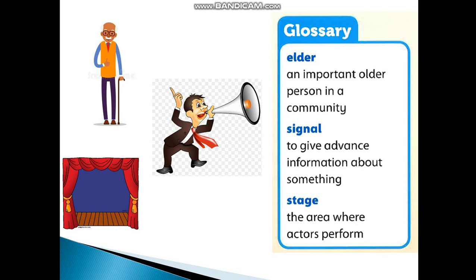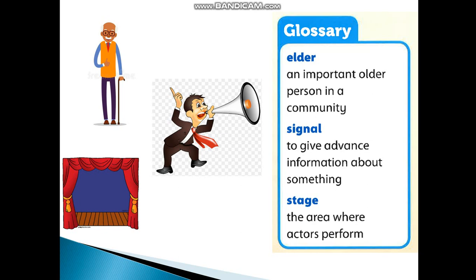Signal is to give advance information about something. So here we have the director of the play, the person who gives signals, like when to start something, when to end something. So you need to give signals. For example, I raise my hand up, which means I signal that I want to answer, or I put my palm in front of you, which means to stop. So signal means to give advance information, extra information about something.